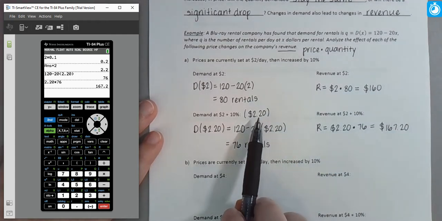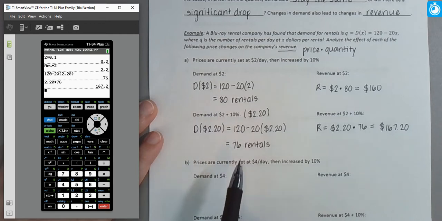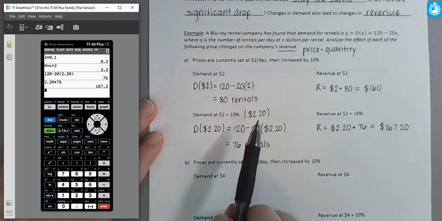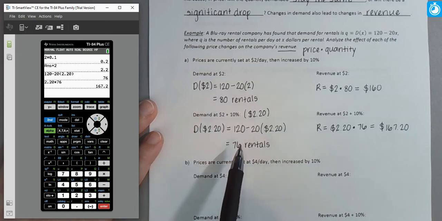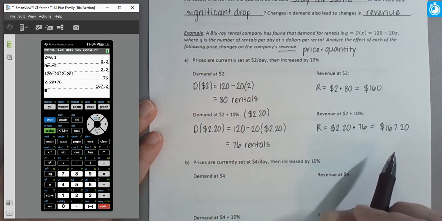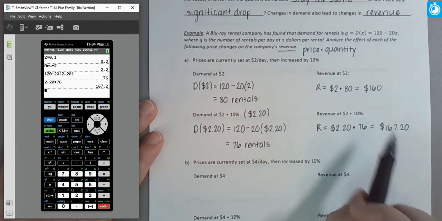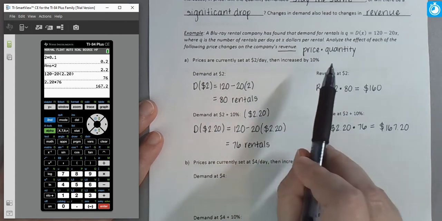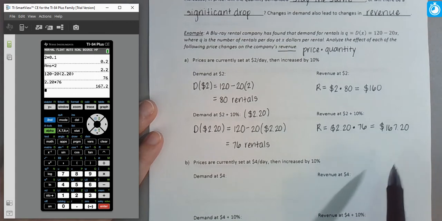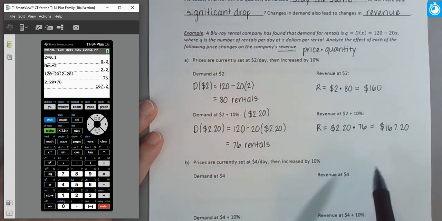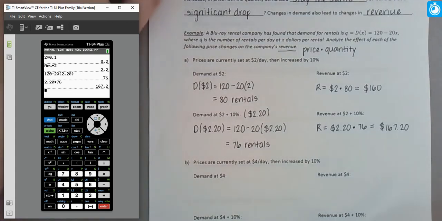So we're charging more, which means people aren't willing to buy as much, but the increase in price offsets that decrease in quantity, which results in higher revenue overall. So in other words, it would be good business sense to make this increase because it results in higher revenue overall. Well, now let's look at another situation.